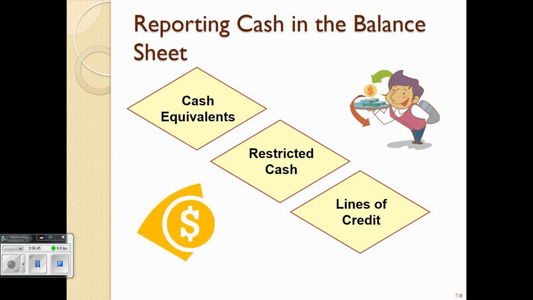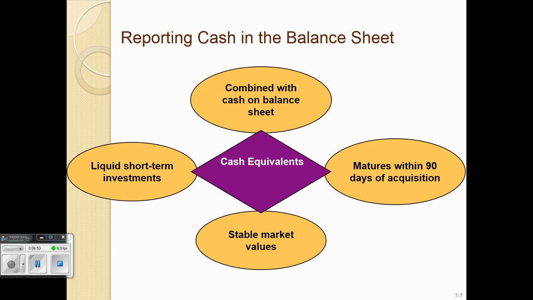There are some other items that do get reported on the balance sheets that we need to be aware of. Cash equivalents are things that can be turned quickly into cash. They're liquid short-term investments. They have, relatively speaking, a stable market value. Usually they mature within 90 days. Usually these are U.S. Treasury bills. So if you go out and buy a U.S. Treasury bill, to invest some of your short-term cash until it's needed for salaries or buying that new piece of equipment or whatever, that's going to be included as cash on your balance sheet.